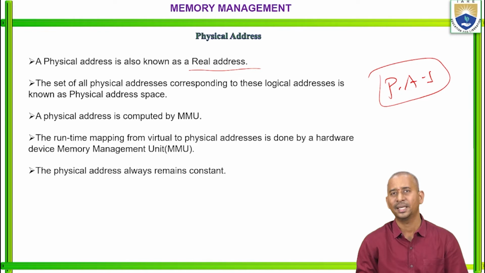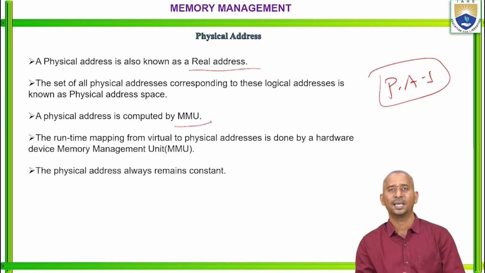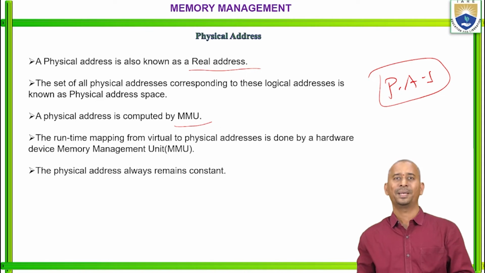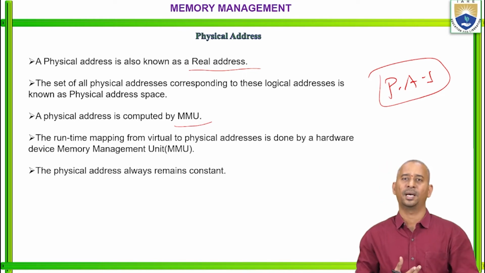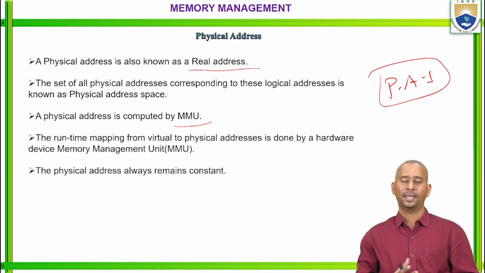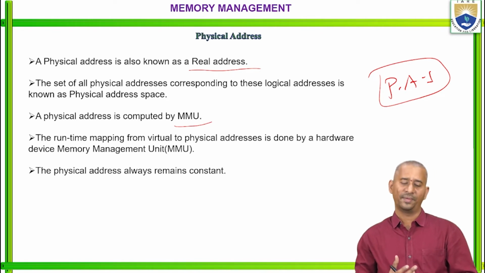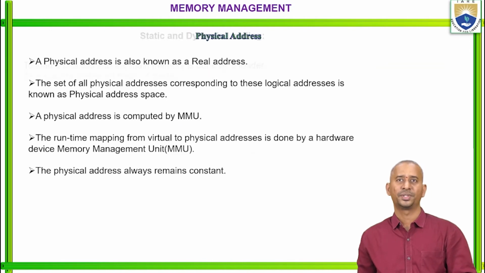This physical address is computed by the MMU, the Memory Management Unit. How? The runtime mapping from virtual to physical addresses is done by that hardware we call the Memory Management Unit. The physical address always remains constant.